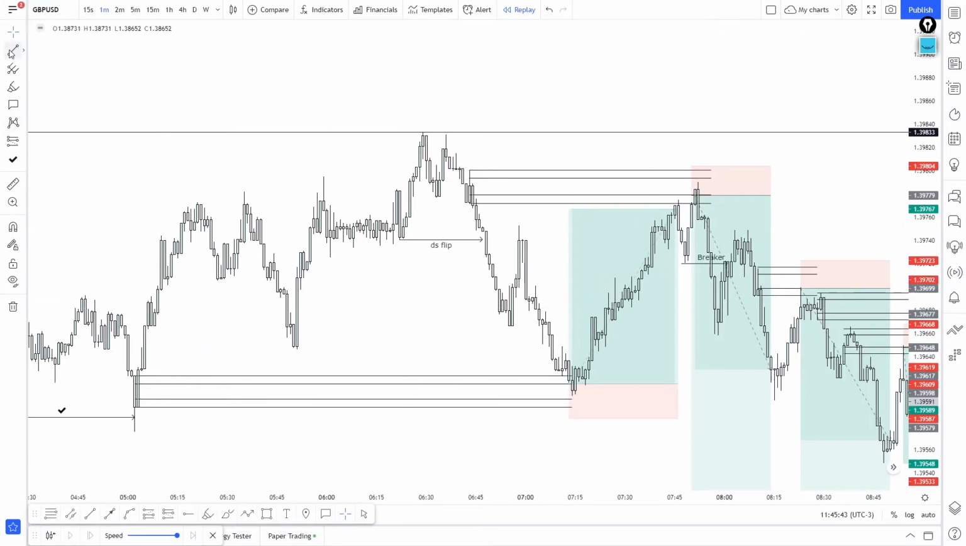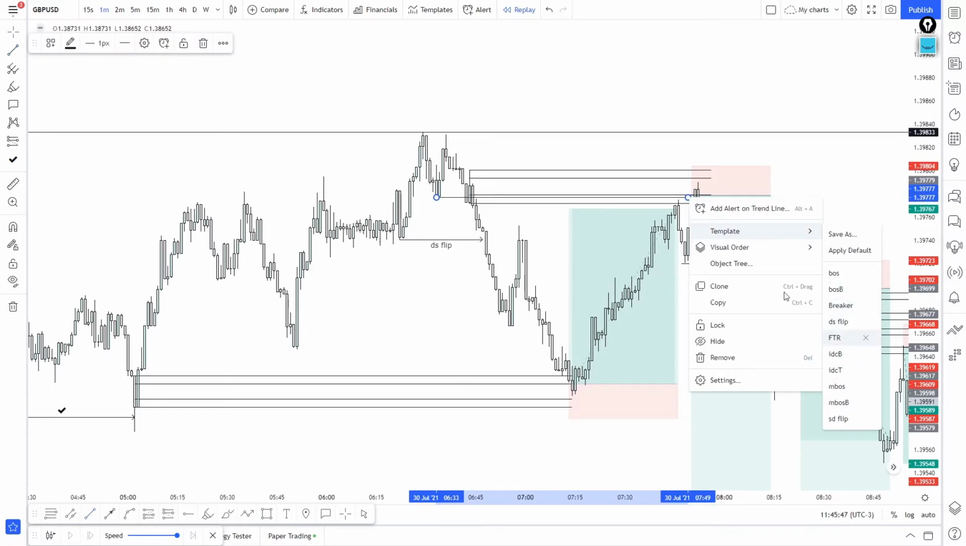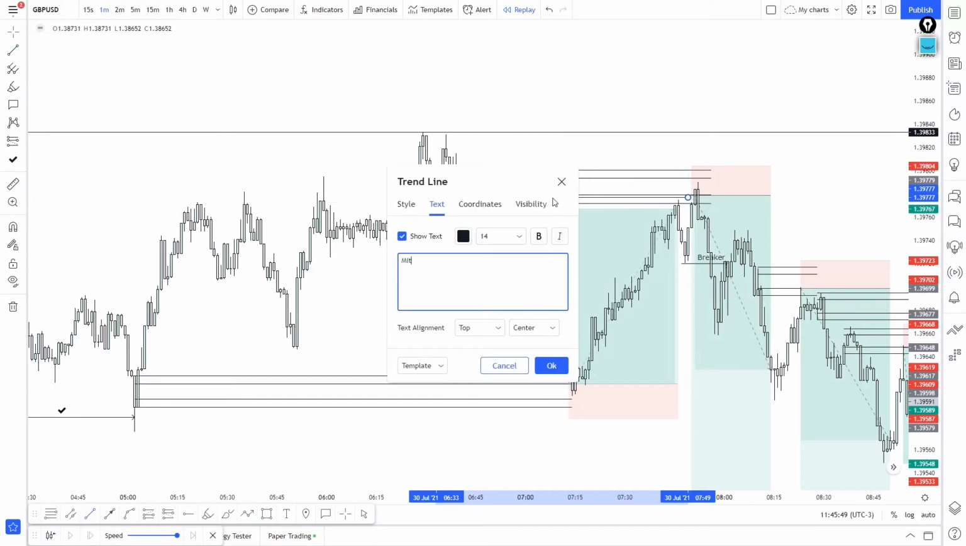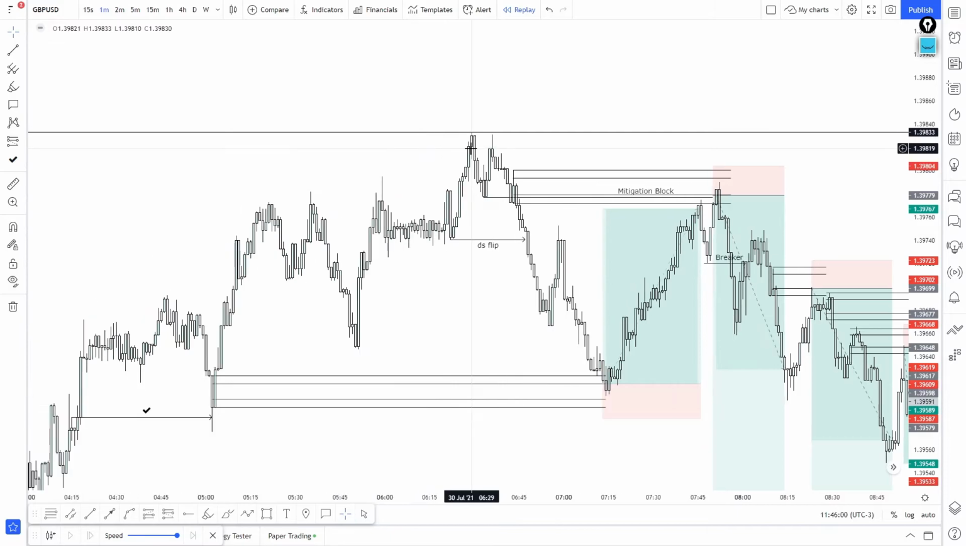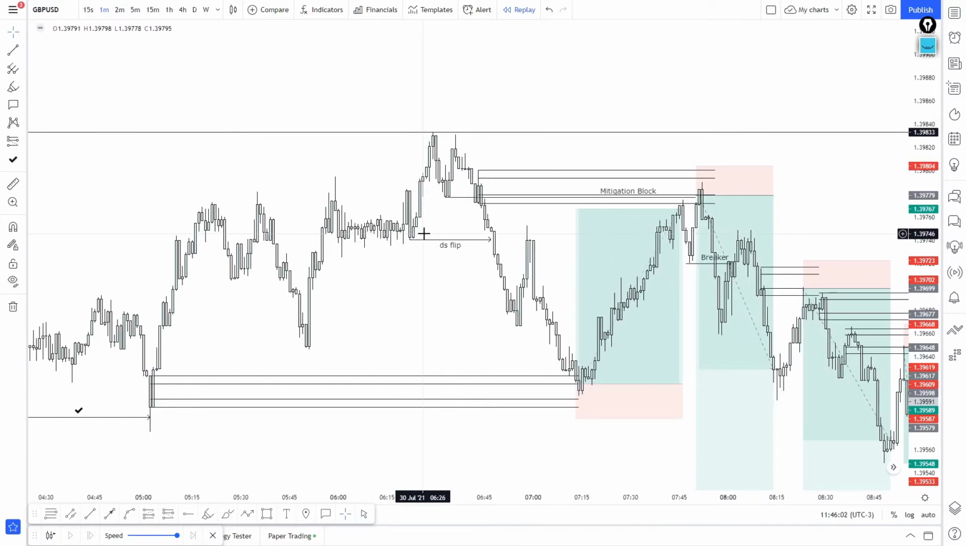So we have a mitigation block. That's what we had there. Do I have a mitigation block? No, I don't. Mitigation block. Put it to the right, and let's put some spaces on it so it looks better. There you go. So we basically have, well, we actually don't have a flip per se there.